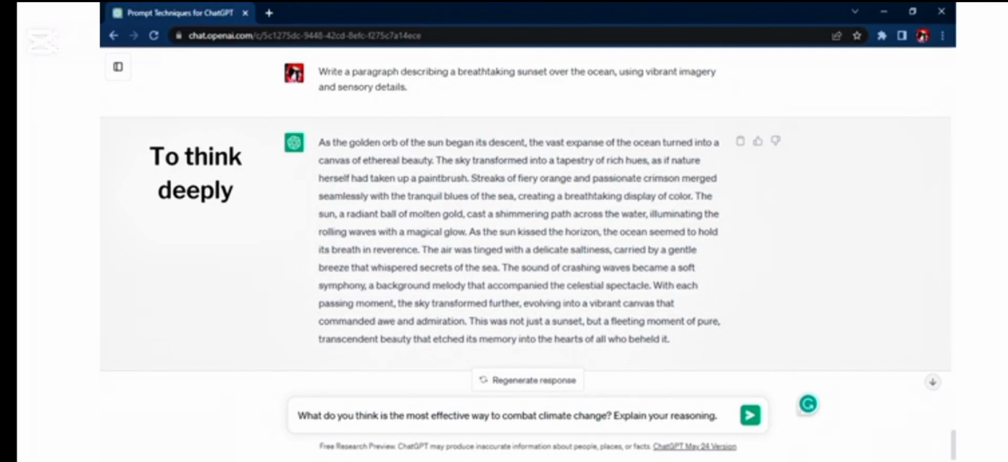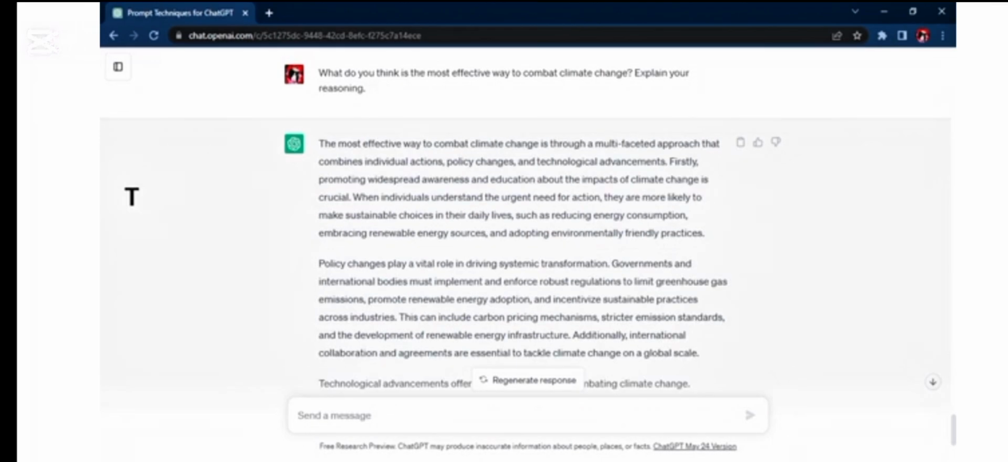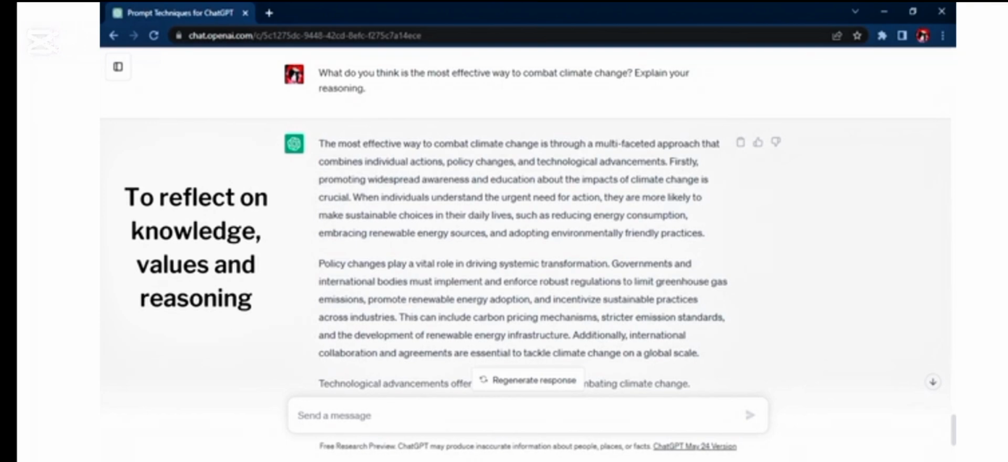By asking it to identify what it believes is the most effective method to combat it, the prompt encourages ChatGPT to reflect on its knowledge, values, and reasoning. It promotes critical thinking and invites ChatGPT to articulate its perspective on the topic.